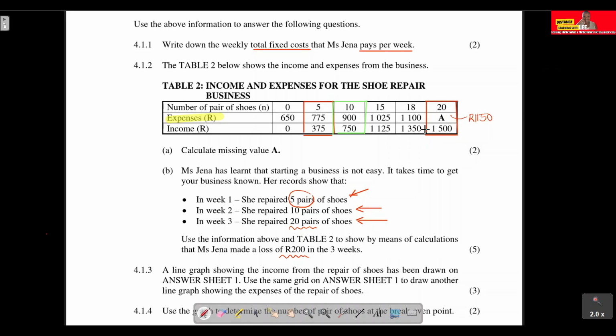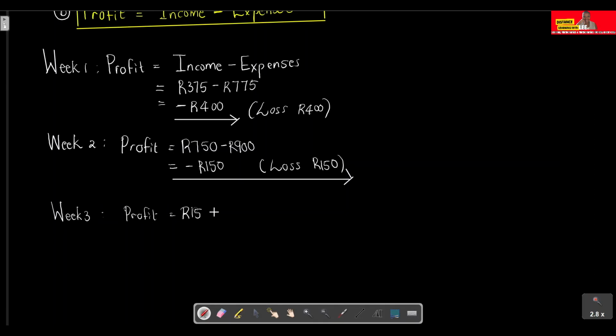And we can already see that in week 3, Miss Jenna basically obtained a profit. Why? Because her income was way more than her expenses. So her income is 1,500 minus the expenses, which is 1,150. If you punch this into your calculator, you will see that she made a profit of 350. However, guys, we are not done.